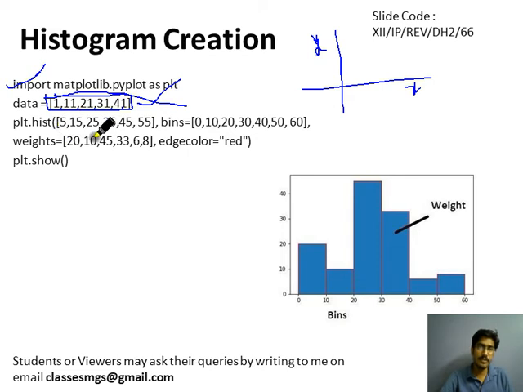So let's suppose we have this data element. Ignore this data for now, this is mistyped I think. Now we are taking the data 5, 15, 25, 35, 45 and 55.